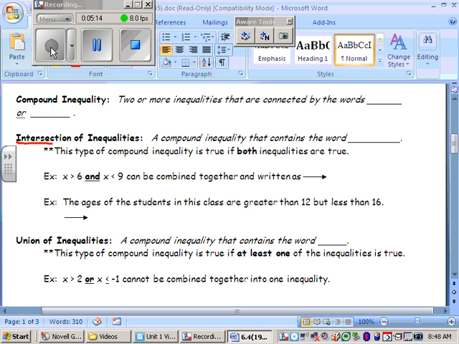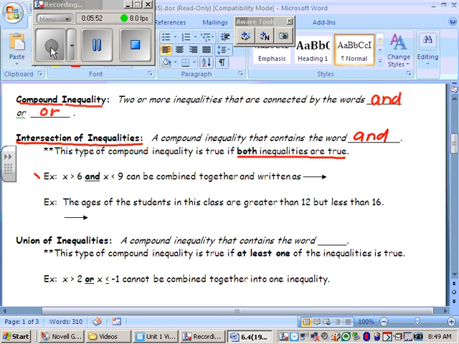The next thing is the intersection of inequalities. So sometimes the solutions of two inequalities intersect, which means they have some of the same or all of the same answers. So a compound inequality that contains the word and is the type of inequality that has an intersection of those inequalities. In this case, this type of compound inequality is true if both inequalities are true. And we'll explain what that means in just a second.